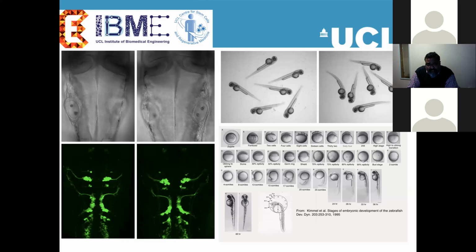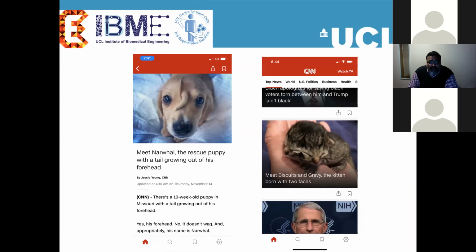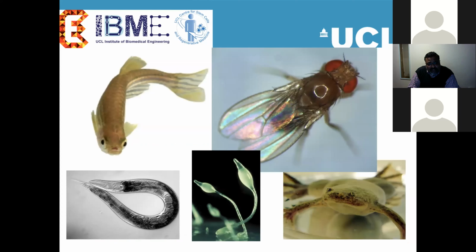And why would you do this on whole organisms? Well, we want to see whether, if we sprayed them, and this is not done by us, but you can see there's a dog here with a tail growing from its head, or a cat with two heads. We want to see whether we would perturb the embryological development. And our studies show that it didn't.